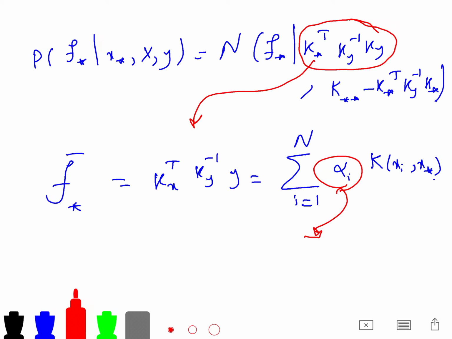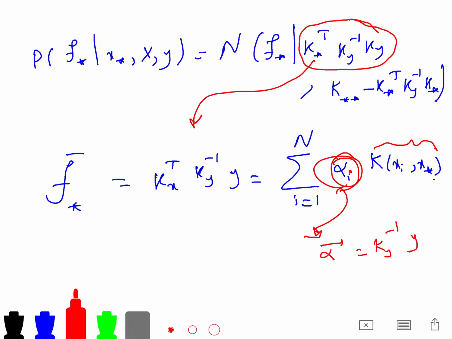And so alpha is just a vector, K_y inverse y. The i-th entry of that is the coefficient of this basis. And it is like a kernel density function. It is related to many different theories in mathematics, as you see.